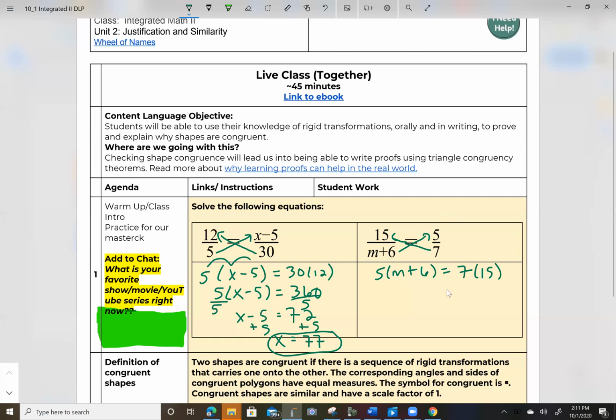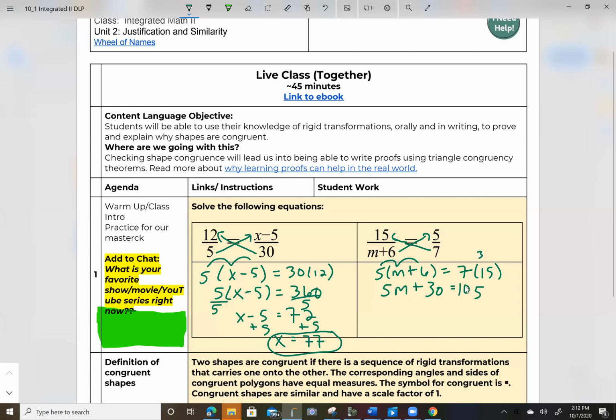So this time I am going to show you the other way to do it, which is distributing this 5. So we have 5 times m is 5m plus, don't forget, I saw a couple people forget today, 5 times 6 is 30 equals 7 times 15. Can I do that in my head? 7 times 5 is 35.